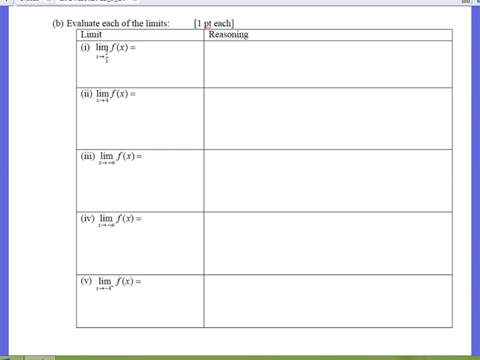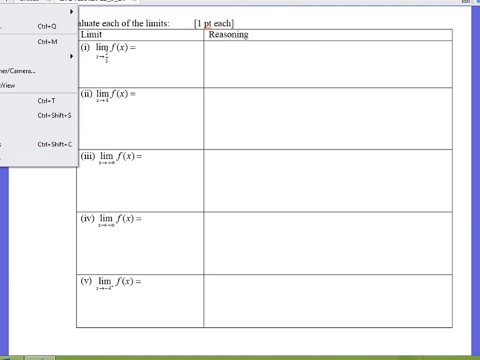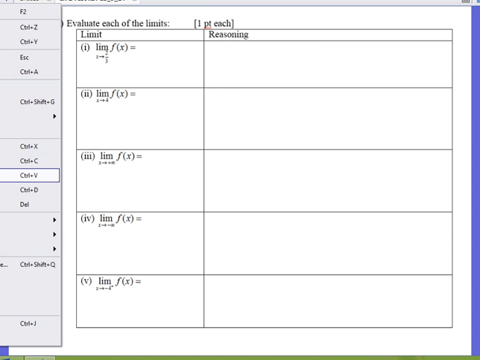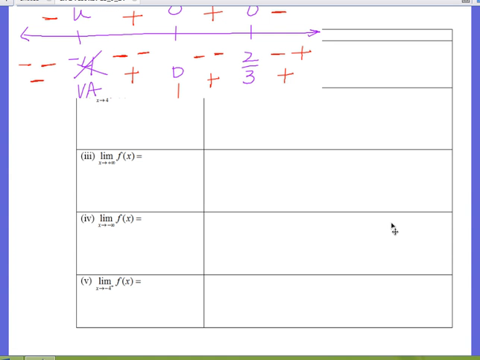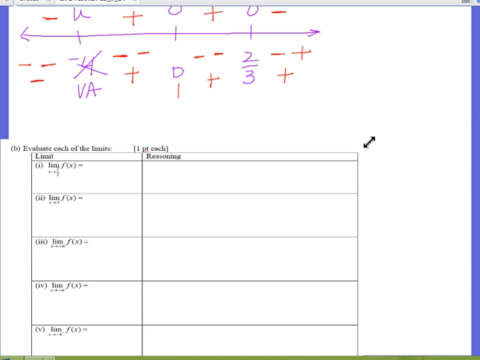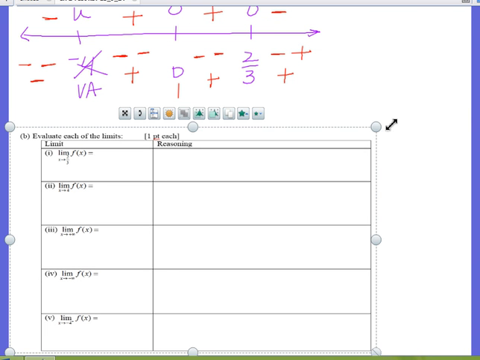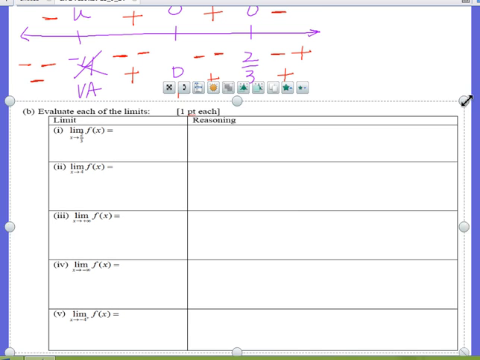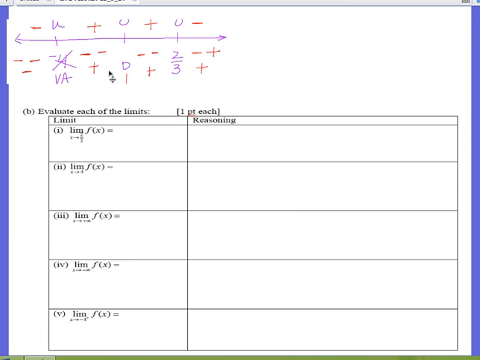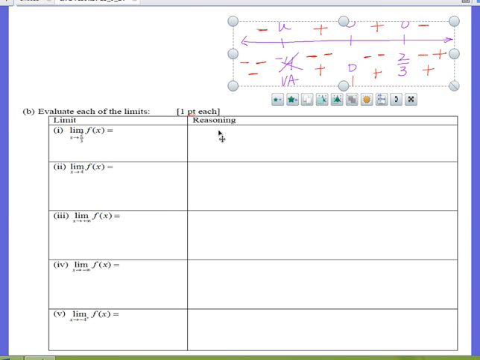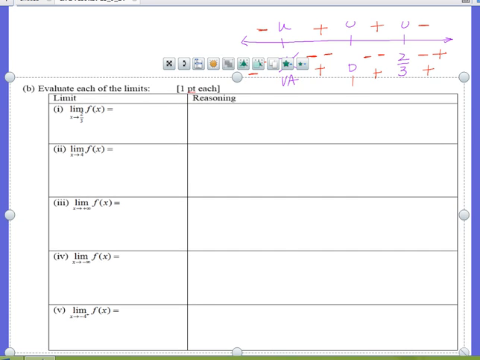All right, bear with me as I do this. Alright, so I want to give myself enough space to write. So I'll just stretch this out all funny. Make this a little smaller. So that's our sign chart. I'll put that there.